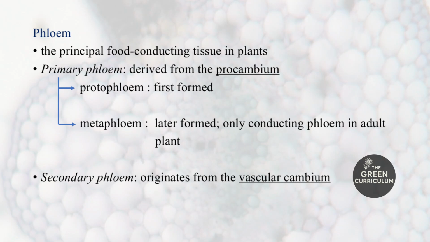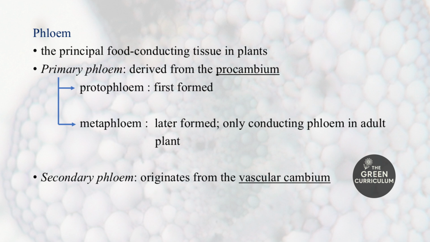In this video, we'll discuss phloem, which is the principal food conducting tissue in the plant. What phloem does is transport the metabolites which are synthesized in the leaves during photosynthesis to other parts of the plant such as roots, flowers and fruits.